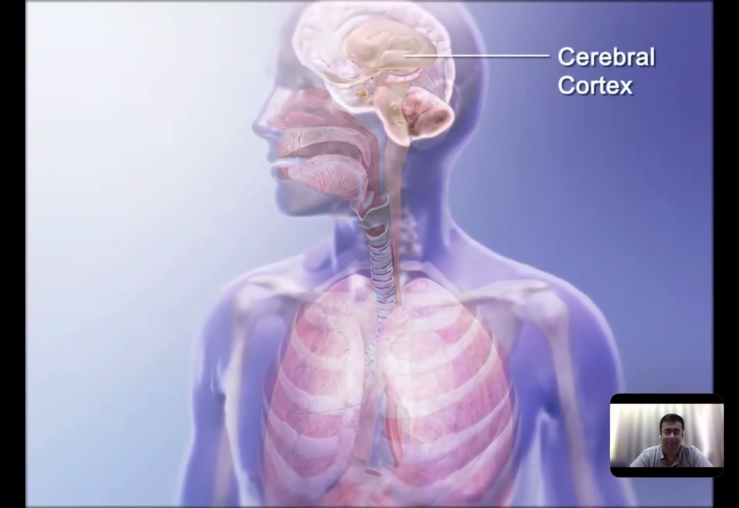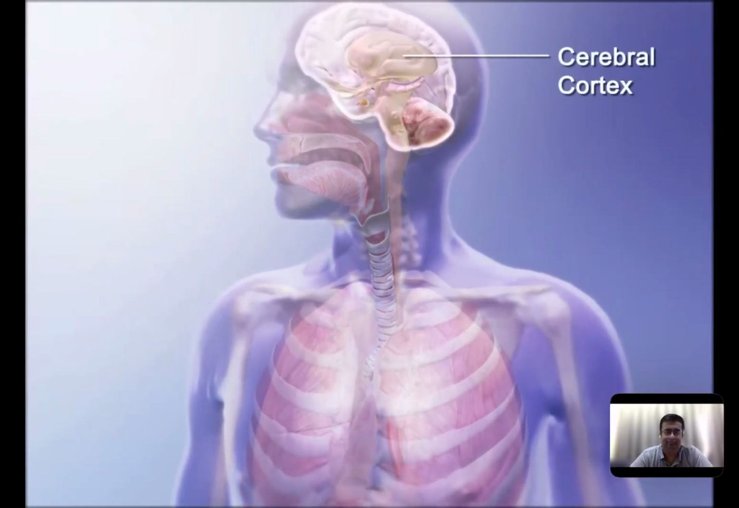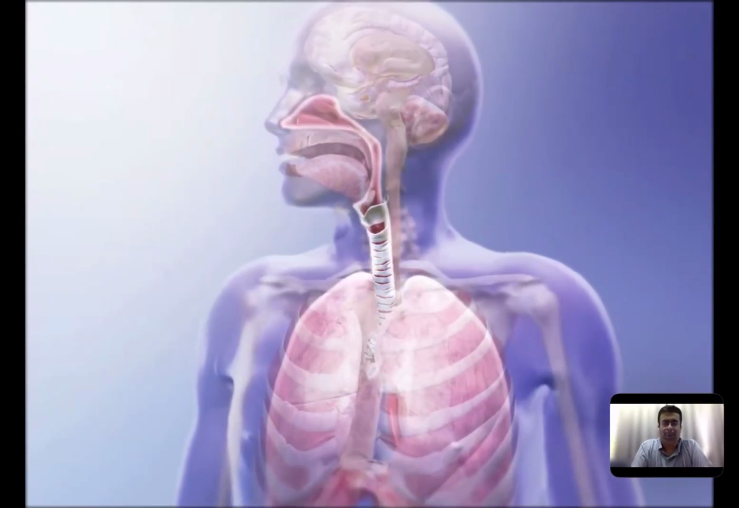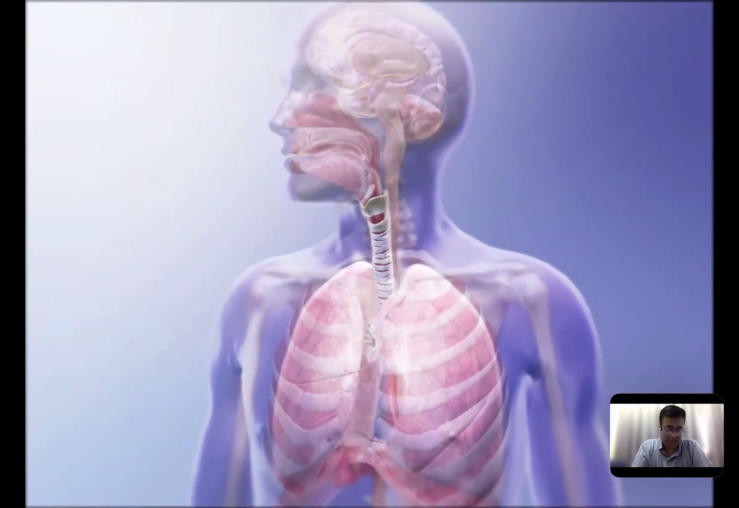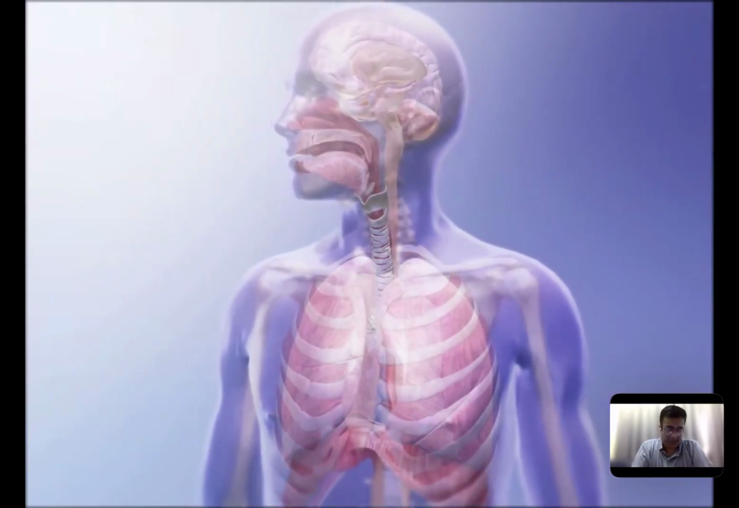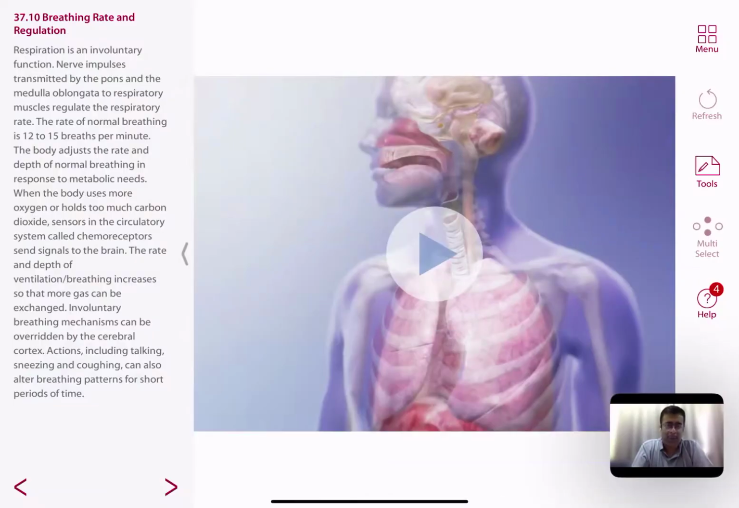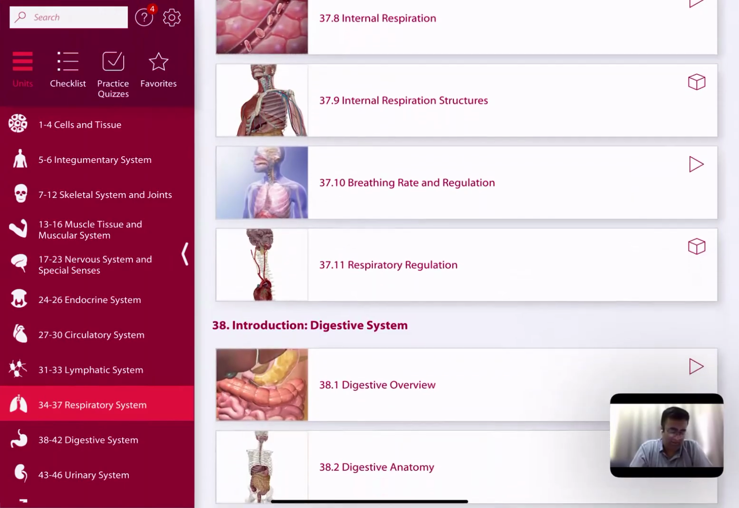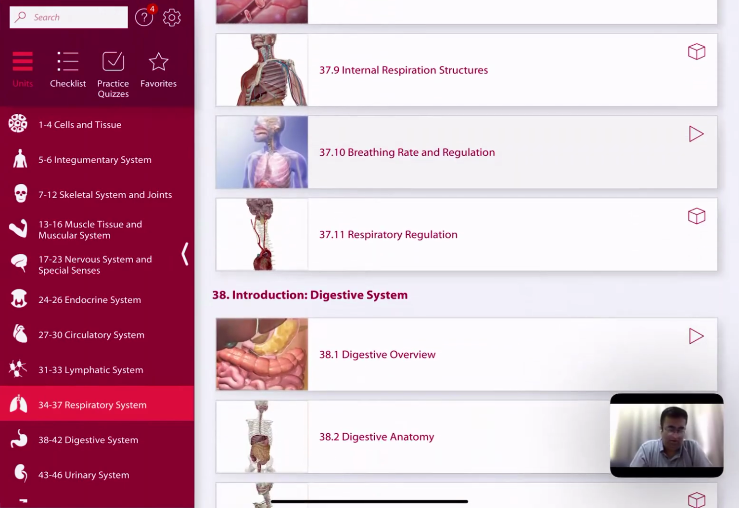Involuntary breathing mechanisms can be overridden by the cerebral cortex. Actions, including talking, sneezing, and coughing, can also alter breathing patterns for short periods of time. Okay. So the respiratory center located in the medulla will help in regulation of breathing.